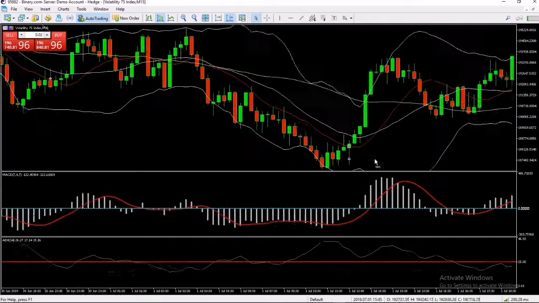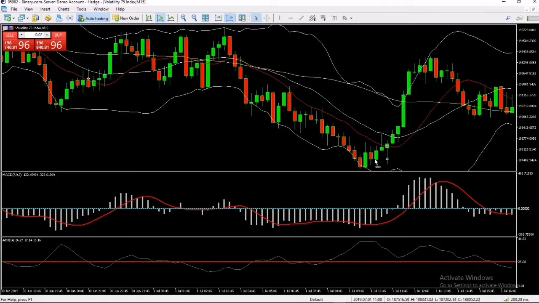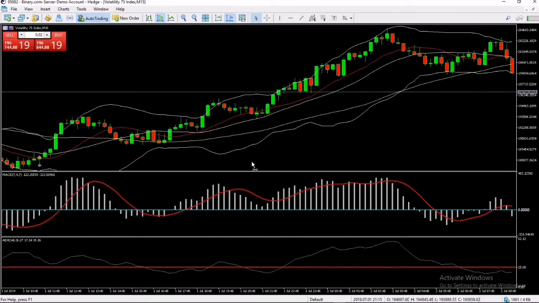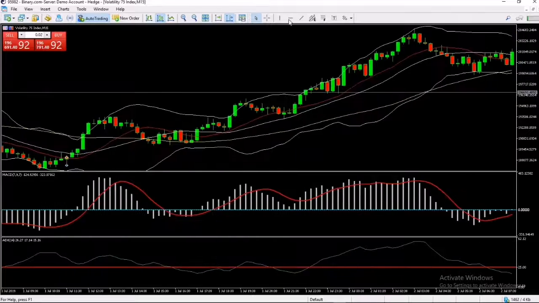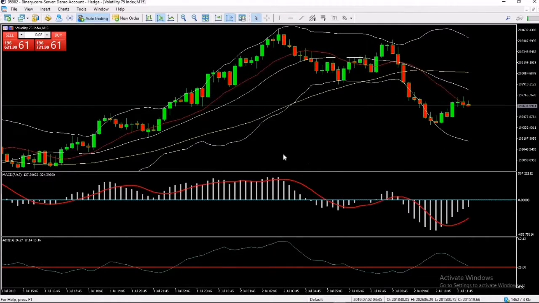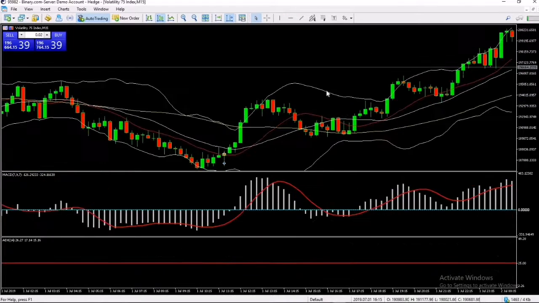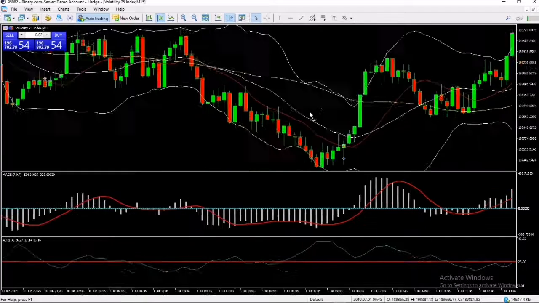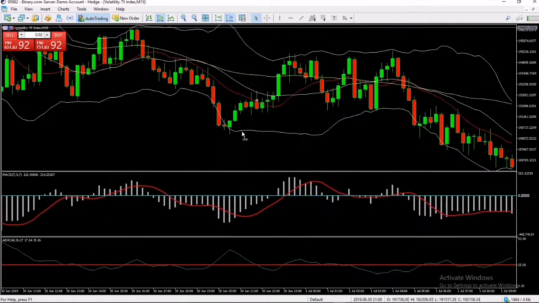So let's look for another buy opportunity. So that I want to explain the buy opportunity first before we go to the sell opportunity.